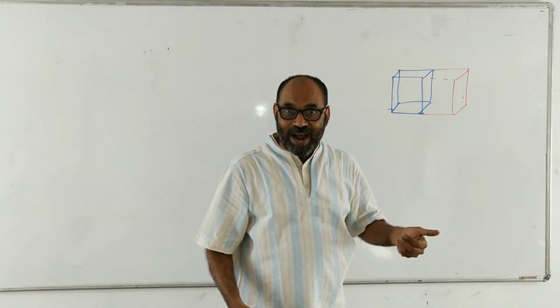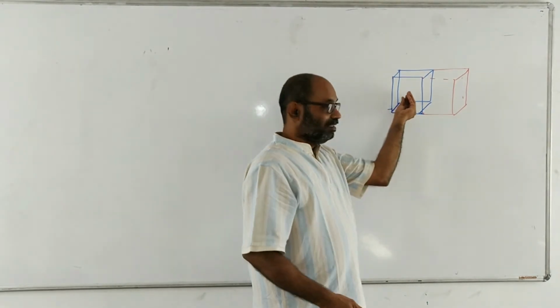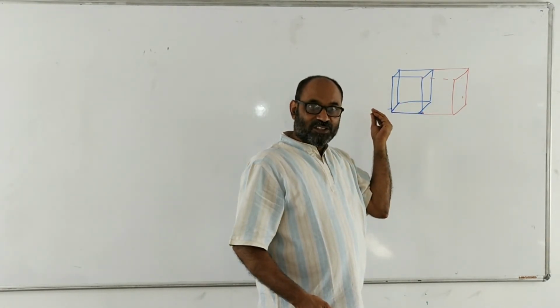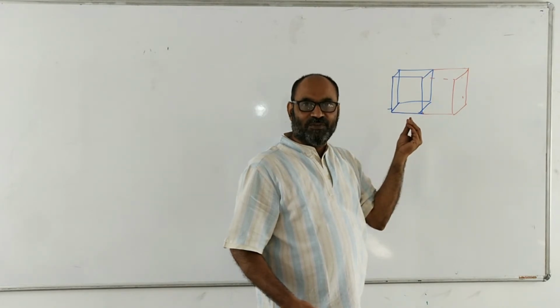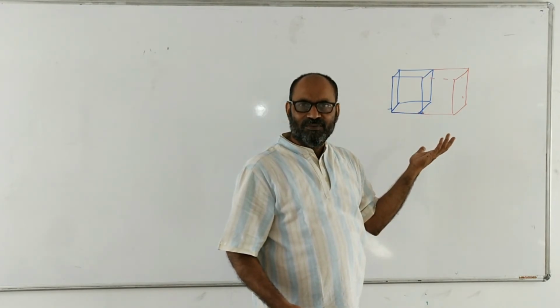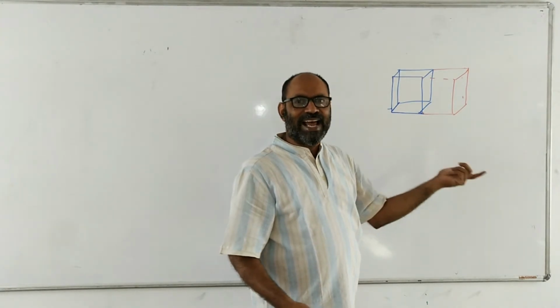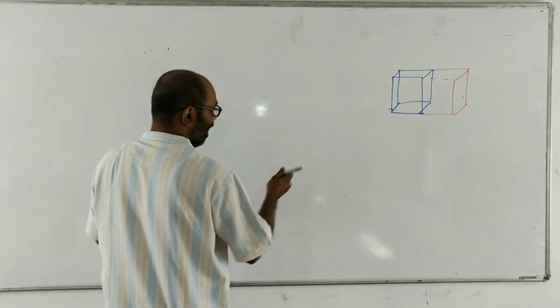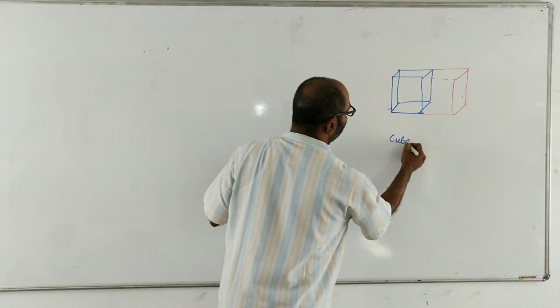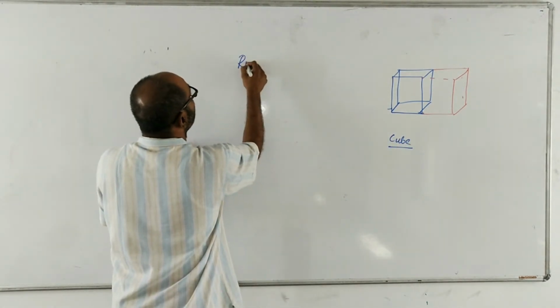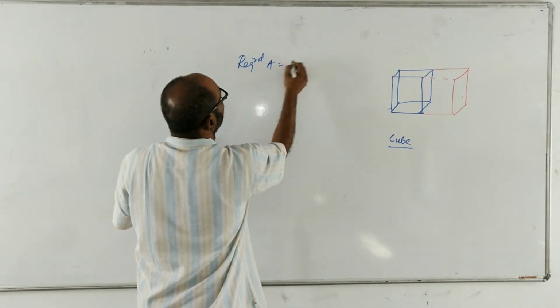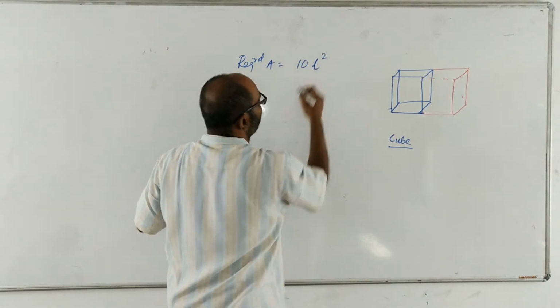Well, the required area is the area of 5 faces of a cube plus the area of 5 faces of another cube. So, 10. And what is the area of one face? L square. So, 10L square. Children, be careful. I am writing the word cube here. And the required area is 10L square.